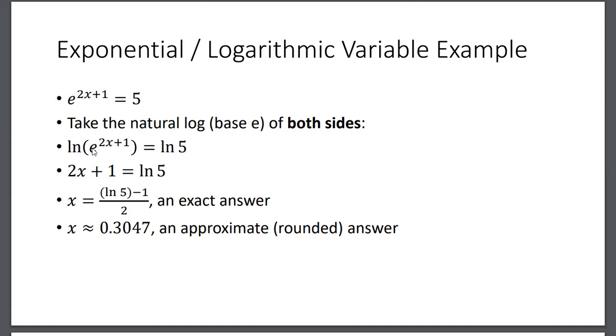Here, the base e and the natural log are inverses, so what comes out of this is the 2x plus 1. They cancel out, and you get 2x plus 1 equals natural log of 5. Subtract 1 from both sides and divide by 2 to isolate the x, and you have here an exact answer, natural log 5 minus 1, divided by 2. Using a calculator, you can calculate what this expression is equal to and round it, in this case, to 4 digits of precision.